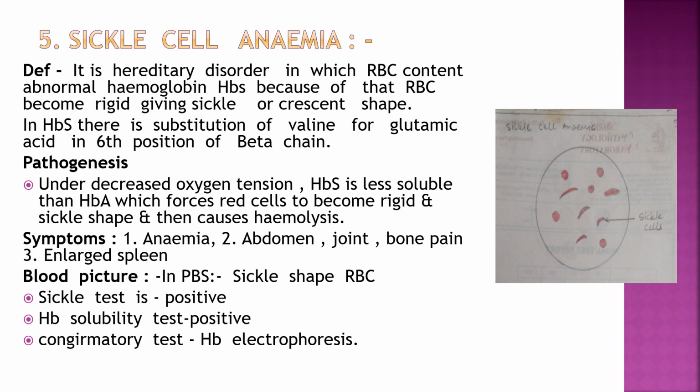Regarding symptoms, the face of the person is changed, and it is usually a childhood disease. We can see abdominal, joint or bone pain, and the spleen is enlarged because of the increased hemolysis. In the blood picture you can see sickle shaped RBCs, the sickling test is positive, the hemoglobin solubility test is positive, and the confirmatory test for sickle cell anemia is hemoglobin electrophoresis.